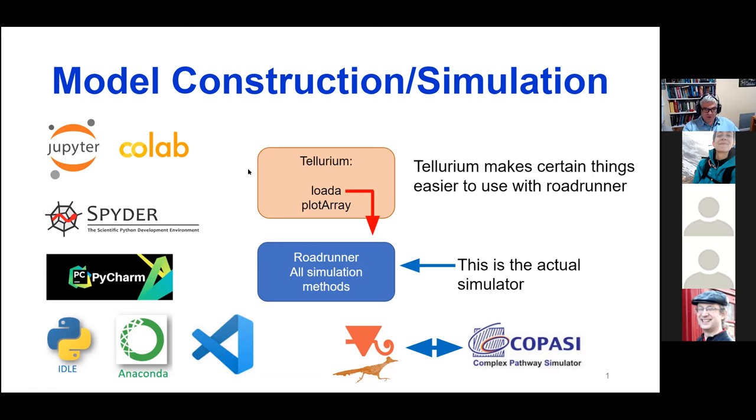So what we have here is Tellurium, which is the overarching package. Underneath that, we have lots of other packages, including Roadrunner, which is what does the actual simulation. We generate SBML, and we can consume SBML. Because of that, any models you generate in Tellurium, you'll be able to export to other platforms like Copasi, VCell, PySB, there's a whole bunch of them. So all these tools, you can interchange models. You might use one tool for something because you like it, and another tool for something else because you like that.